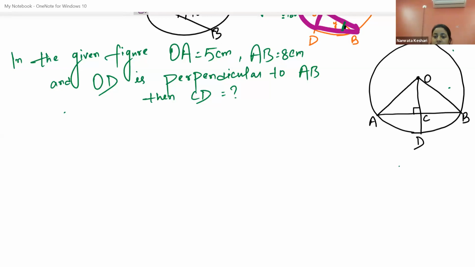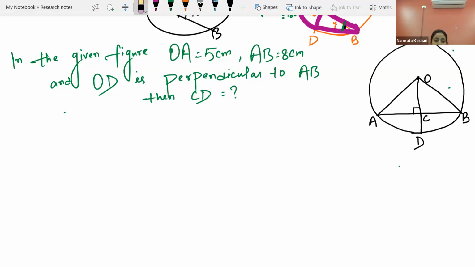Ma'am, 3 centimeter. No, 2 centimeter. Yes, it is true, ma'am, 2 centimeter. Okay, is everyone getting the same? Yes or no? Just a second.